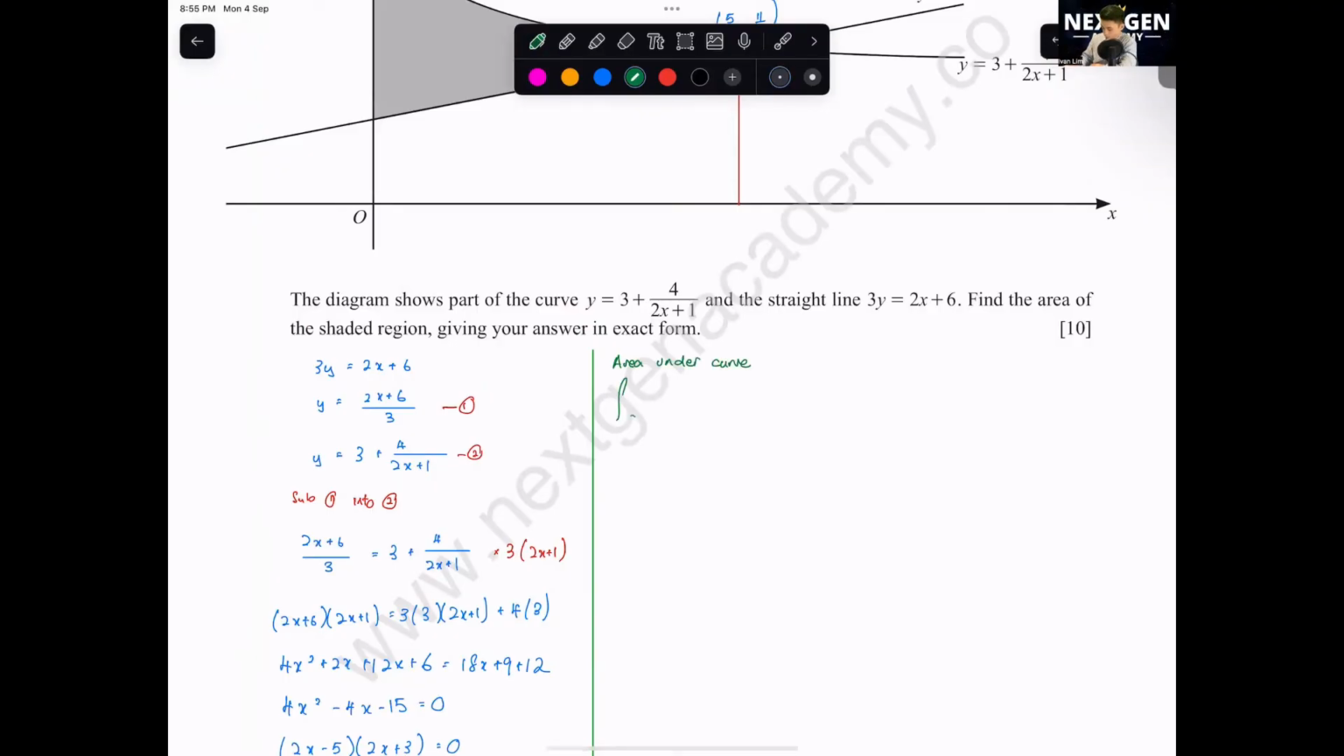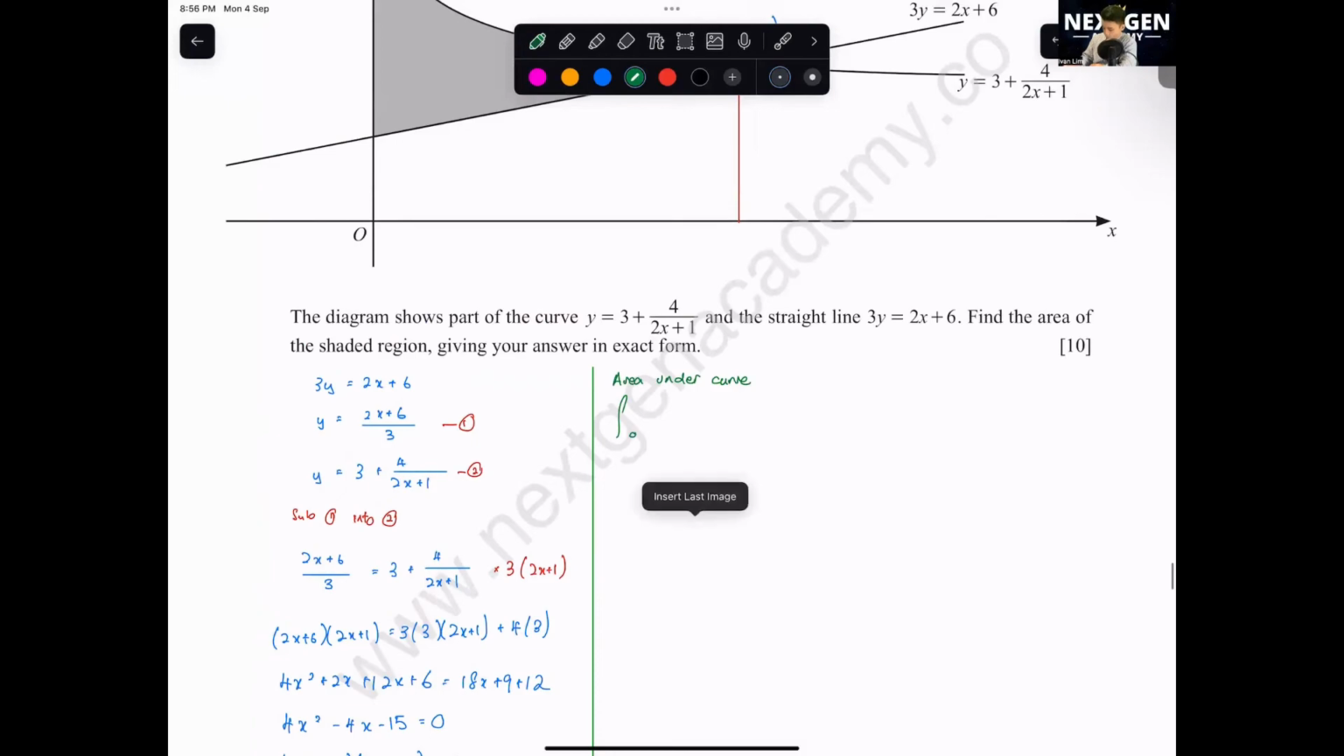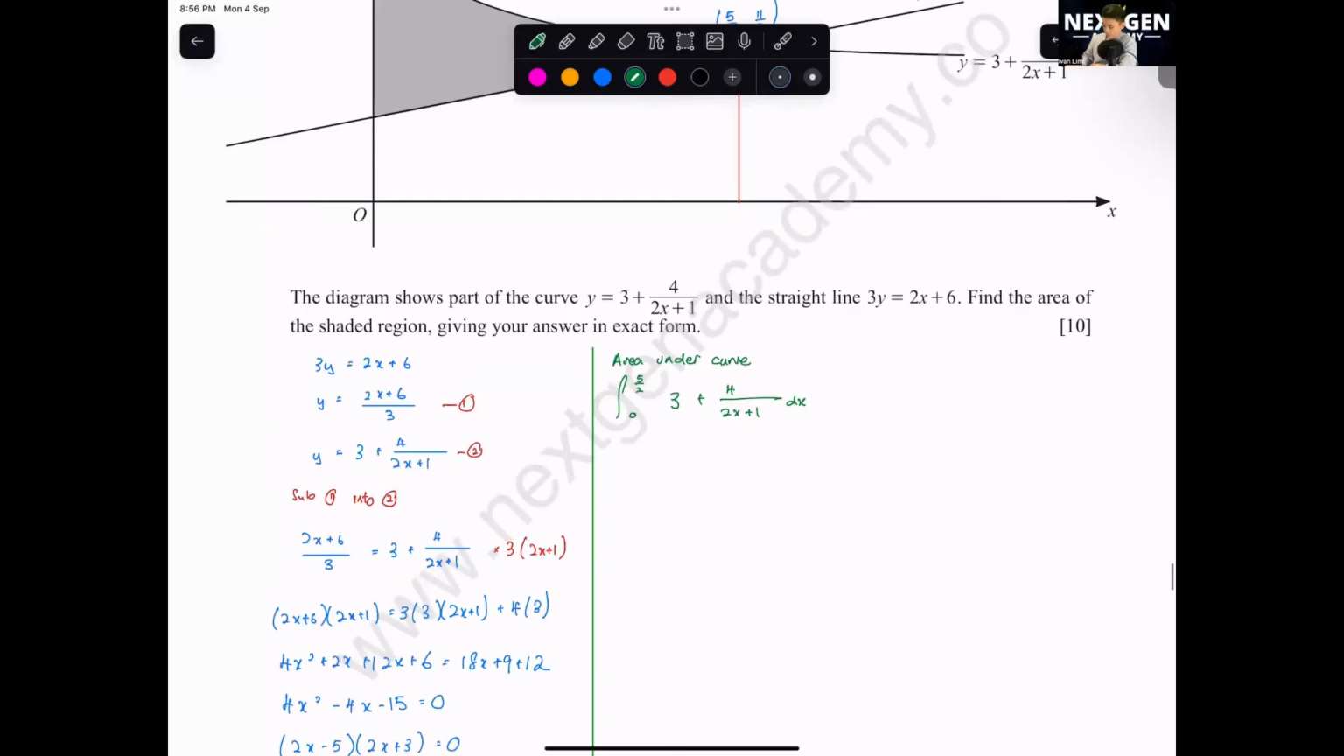We will integrate from 0 to 5 over 2, 3 plus 4 over 2x plus 1 dx. You're going to integrate this first. This will become 3x, and 4 over 2x plus 1 will become 4 times 1 over 2 ln(2x plus 1).